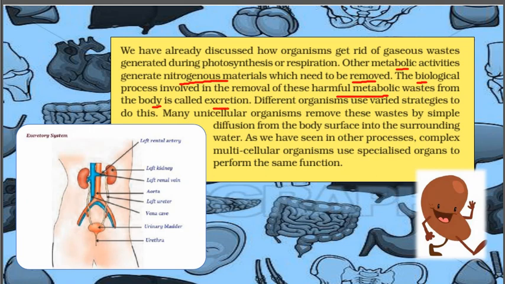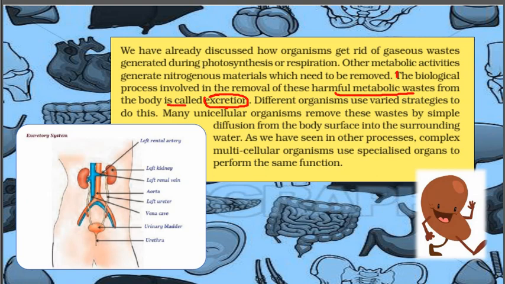So this is the definition of excretion, and you have to learn this definition. What is the definition of excretion? The biological process that involves the removal of harmful metabolic waste from the body, and that waste being excreted out from the body, that process is called excretion. Clear?